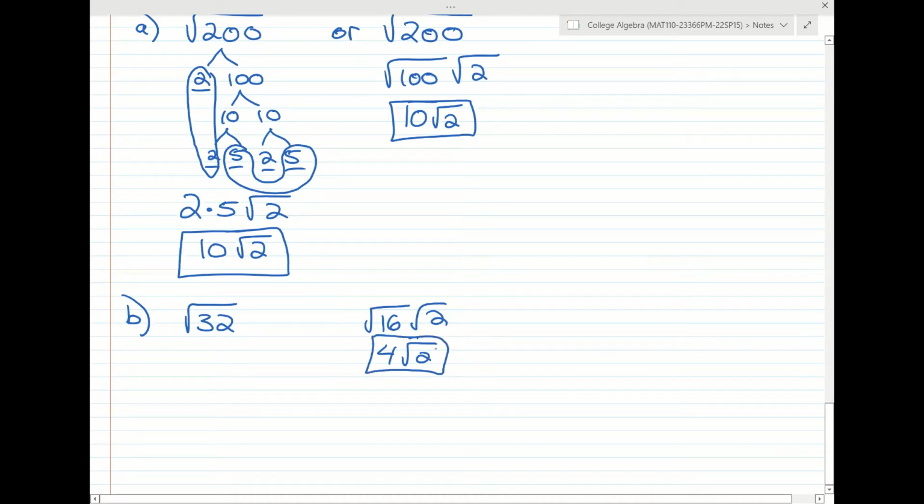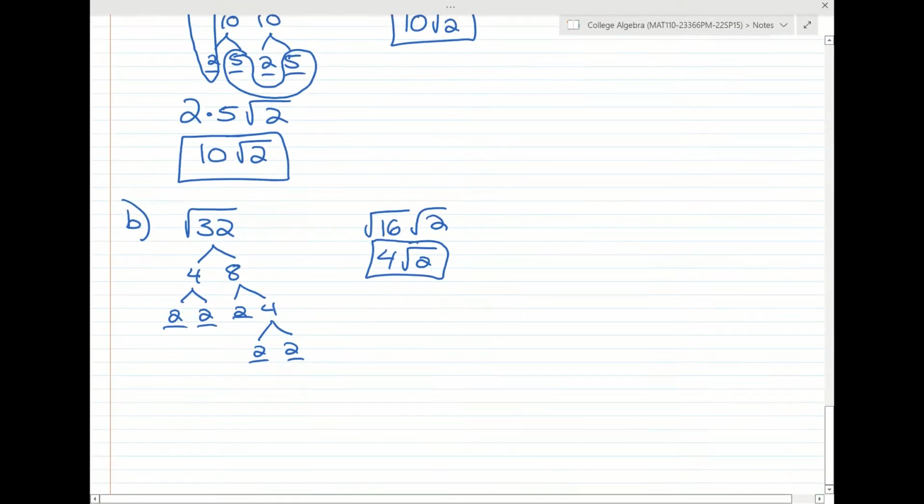But that requires that you're quick with knowing the perfect squares. You could always do a prime factorization. 32 is the same thing as 4 times 8. 4 is the same thing as 2 times 2. 8 is the same thing as 2 times 4, which is 2 times 2. So 32 is just a whole bunch of 2's.